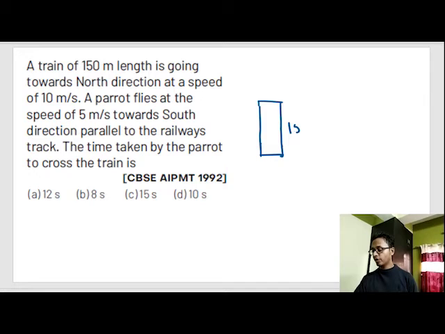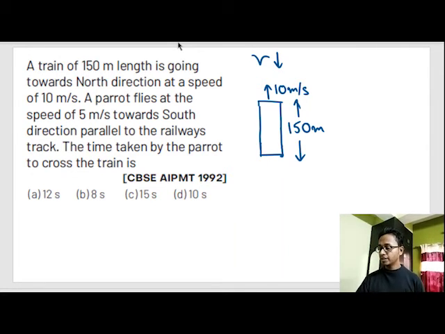A train of 150 meter length is moving with velocity 10 meter per second, and a parrot, this is a very bad parrot, let's draw some good parrot. So a parrot was moving towards the train, or south, with 5 meter per second.